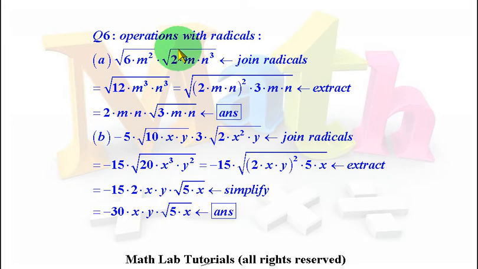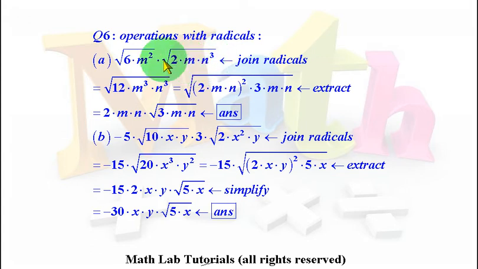More operations with radicals. So these will be like miscellaneous operations. I believe these are just joining up radicals together. So we'll look at 6a. We have the square root of 6m squared dot the square root of 2mn cubed.